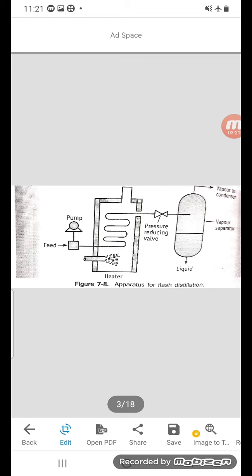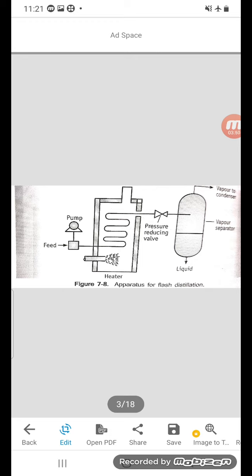Next is the working. As I explained, the feed will go from the feed inlet to the heater, pumped through the pump. The heater will give its heat to the liquid which will be flowing. Due to the high difference in boiling points and the high heating efficiency, and since it will be at high pressure, the liquid in a fraction of seconds converts into vapors.